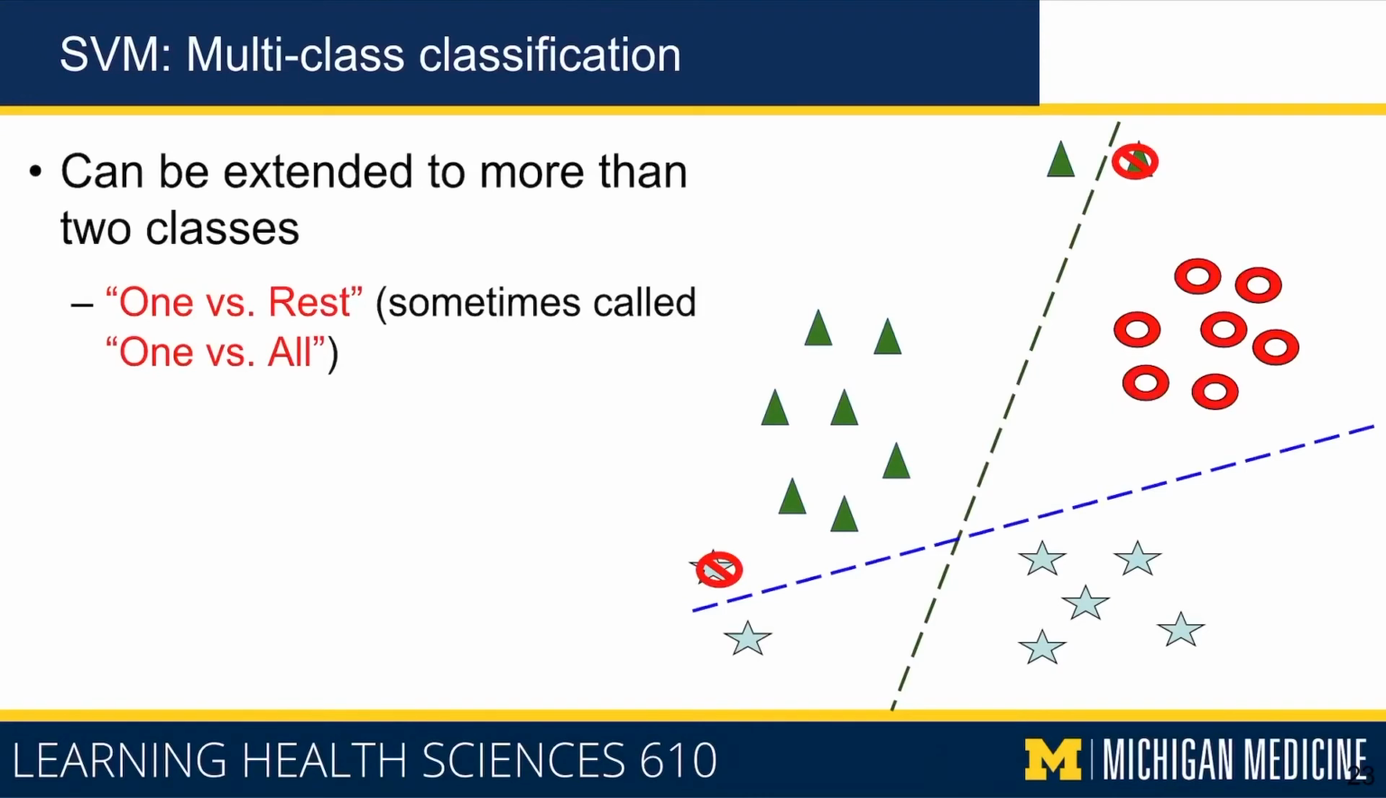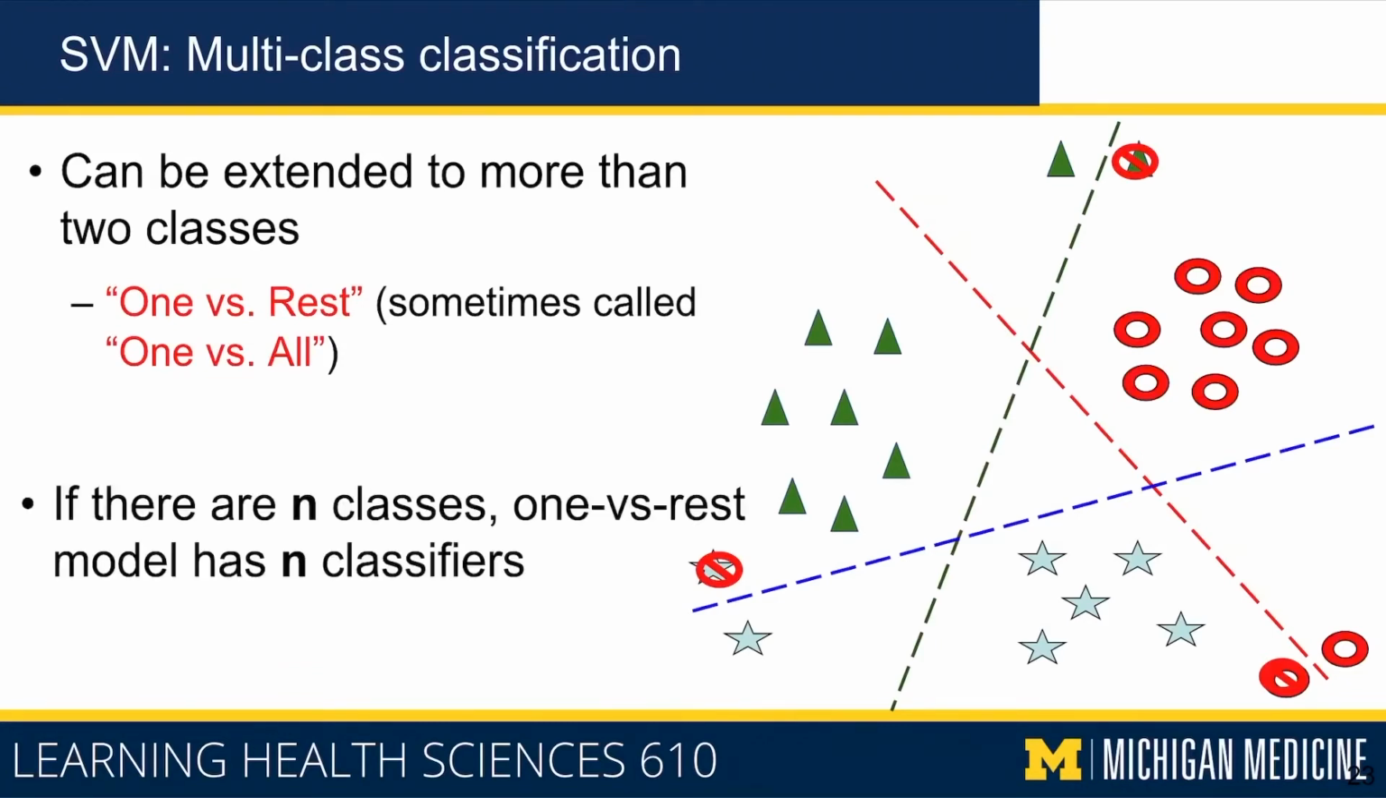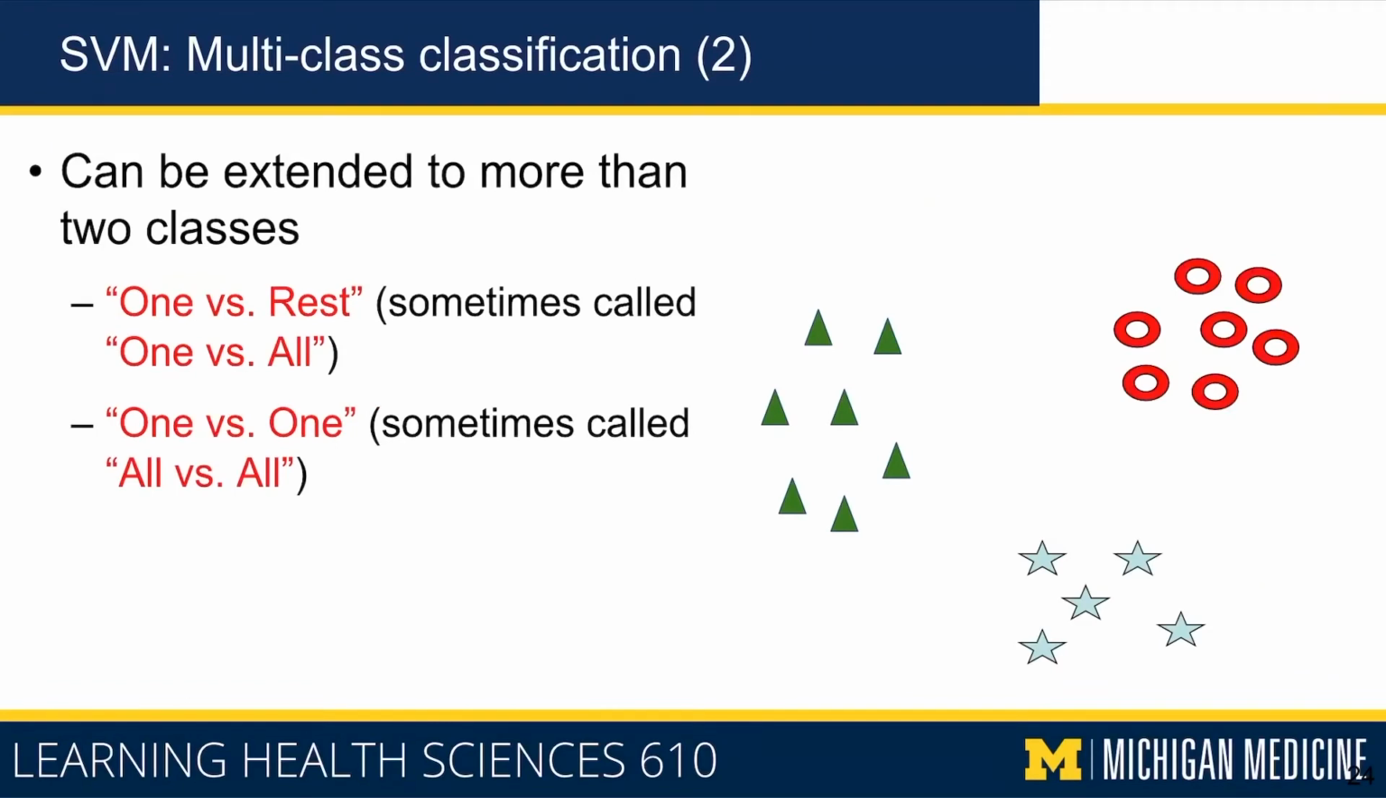This blue line separates the stars from those that are not stars. This red line separates the red donuts from points that are not red donuts, correct? So suddenly you have taken this space and using these 3 lines separated it out such that you have a red donut space, a blue star space, and a green triangle space. So in general, if you had n classes, this one versus rest classifier would learn n different lines.